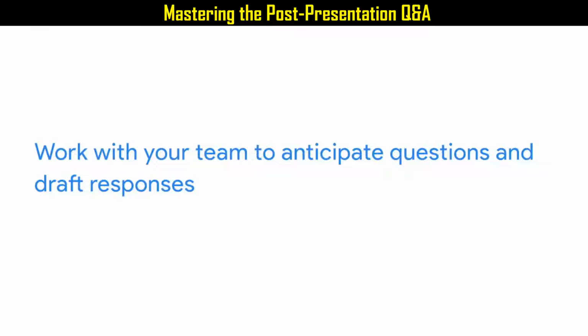It helps to work with your team to anticipate questions and draft responses. Together, you'll be able to include their perspectives and coordinate answers so that everyone on your team is prepared and ready to share their unique insights with stakeholders.